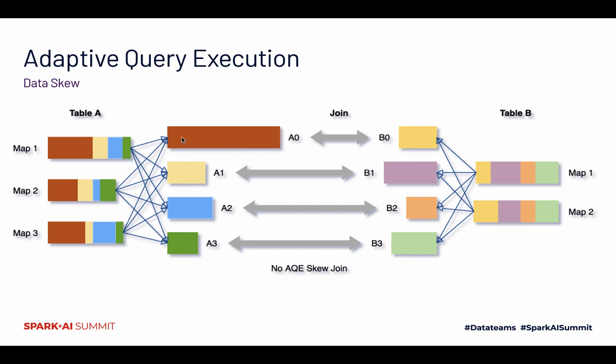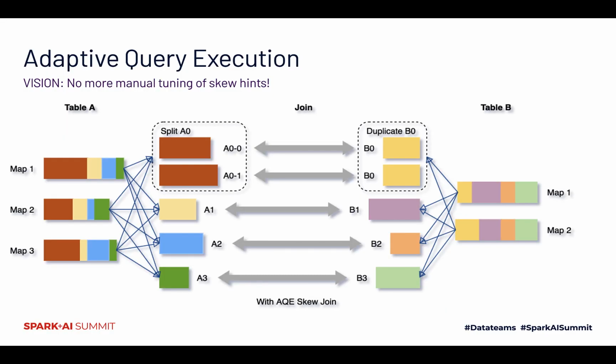As a result, when we go to actually execute, tasks 1, 2, and 3 will complete quickly, but task 0 may take much longer, slowing down the overall execution of our jobs. And this can lead to major performance drawbacks. Compare that to what we get with adaptive query execution.